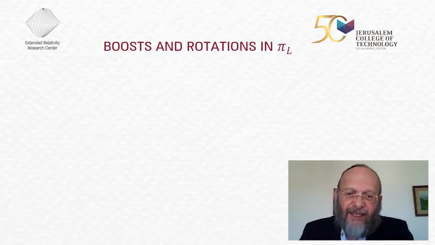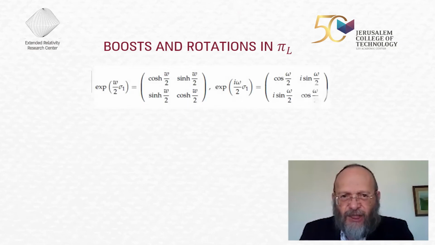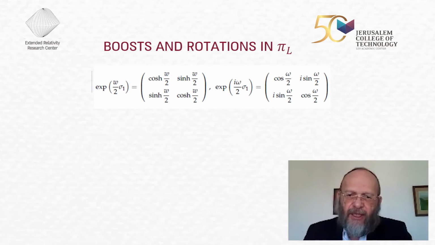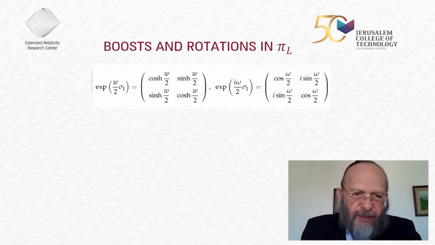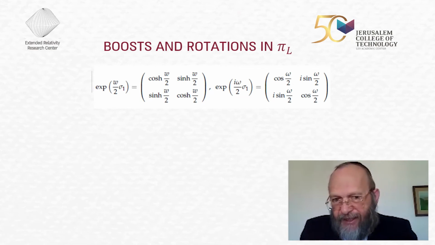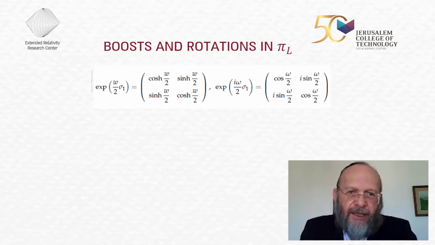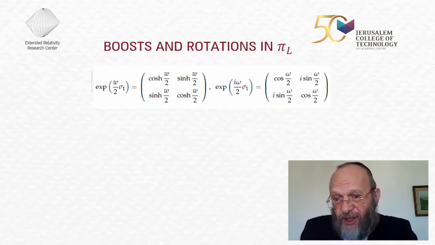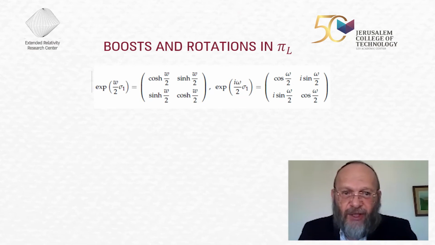Let's see how we get, not the generators, but the action of the group, the boost and rotation in pi L. We will do it only for the x direction, which is all we have to. To do this, we have to take the exponent. When you have the generators and want to go to the group, you take the exponent. Now you see right away how easy it is to work with Pauli matrices. To do the exponent, you take the power series of the exponent, using that sigma squared is the identity. So the odd powers will give the sinh, and the even powers will give the cosh of the half angle, omega over 2.